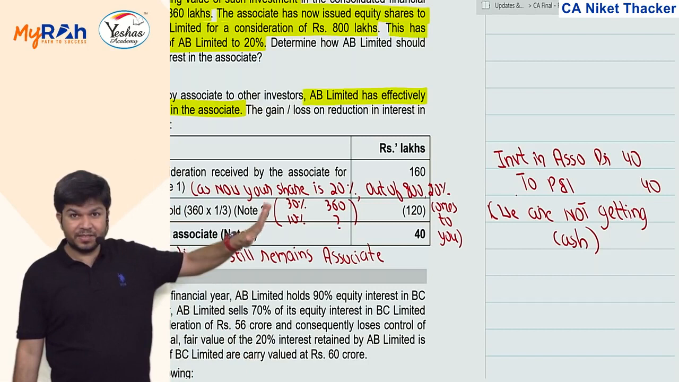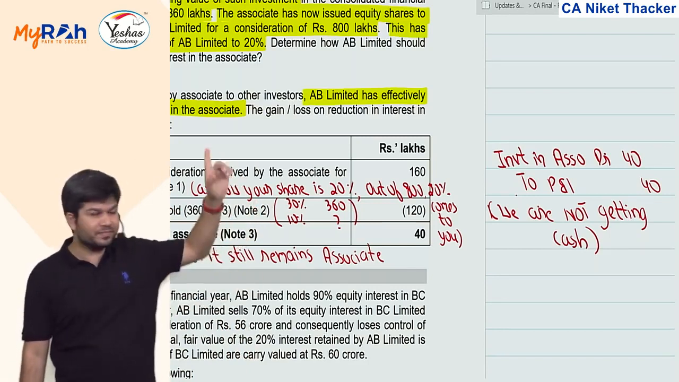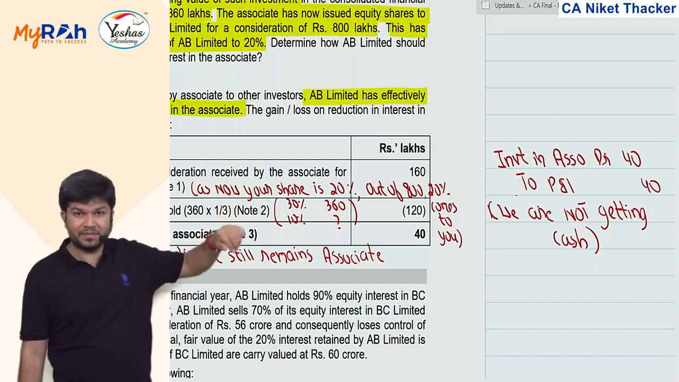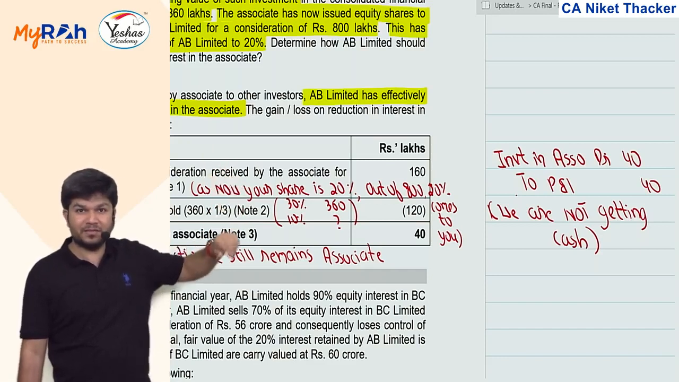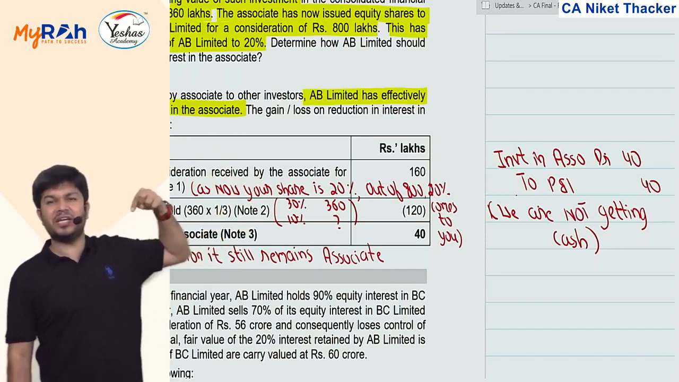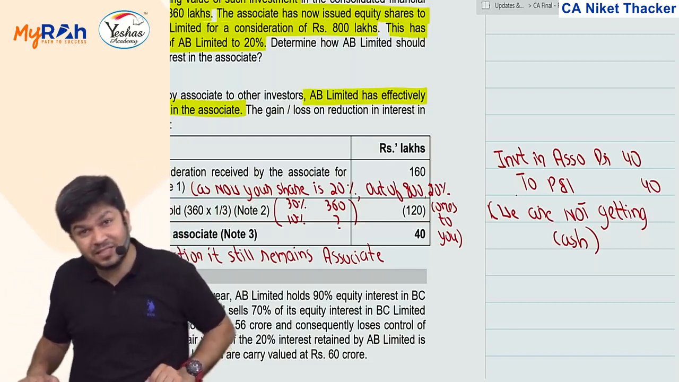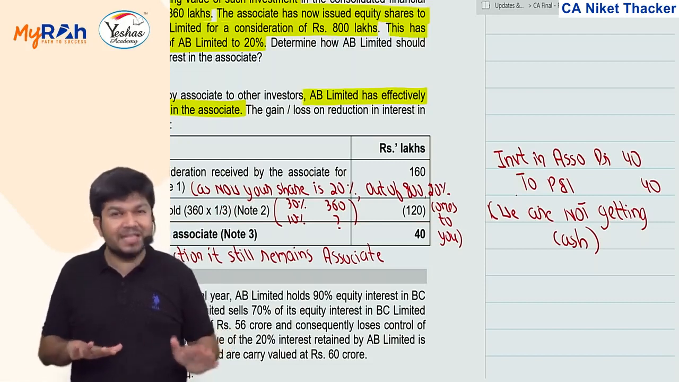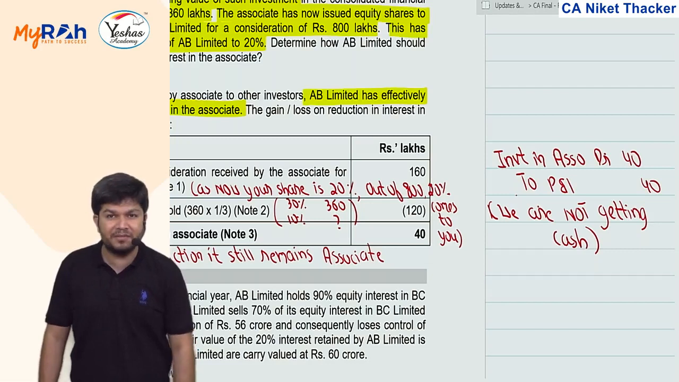Associate raised 800, their net asset went up by 800. They got cash 800, not liabilities, capital increased. So the net asset increased by 800, my share 160. My share of net asset increases 160. My carrying amount goes away 120. Net 40 benefit.